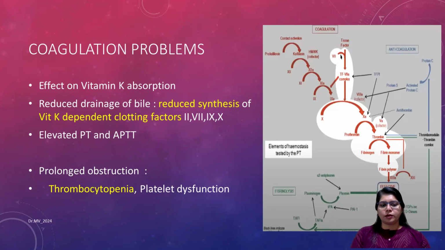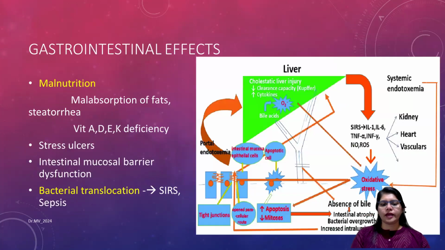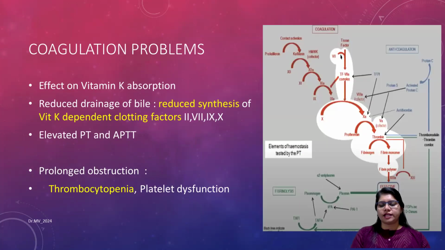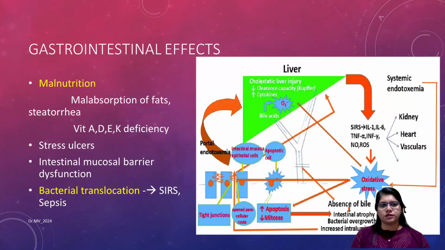And if there is prolonged obstruction, there can be endotoxins that can lead to thrombocytopenia and platelet dysfunction, leading to coagulation problems. So how can you prevent that? You can prophylactically give vitamin K, or fresh frozen plasma when it is an emergency.